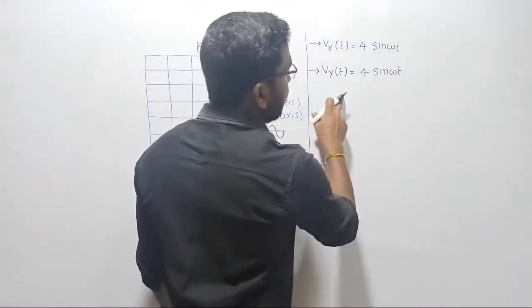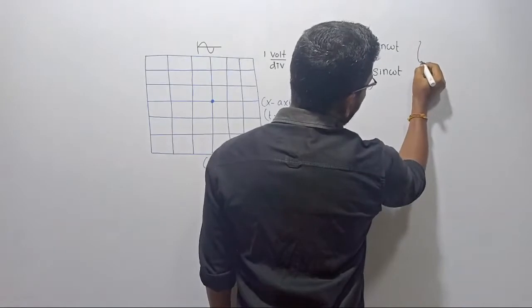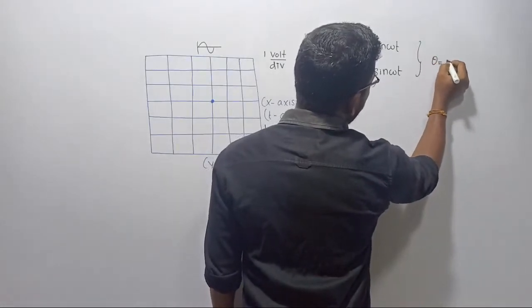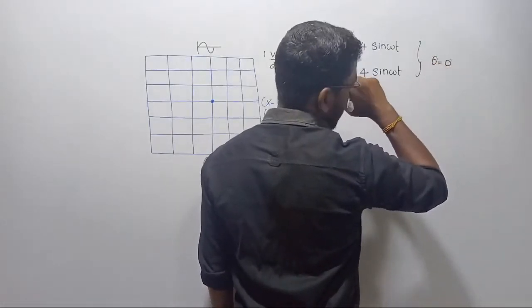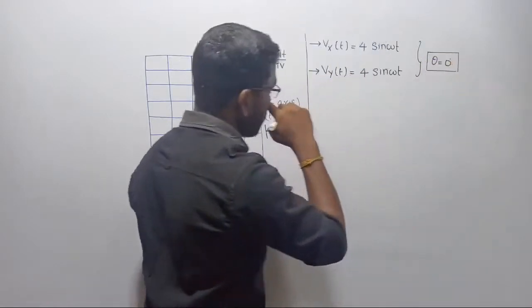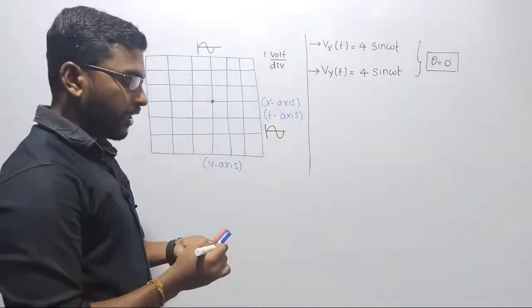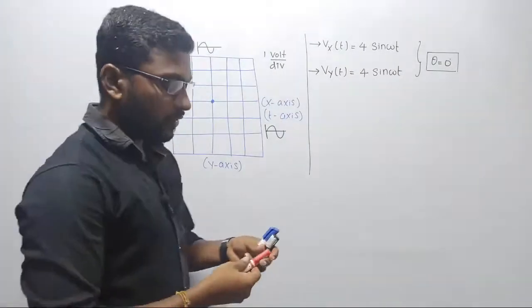Now see, the phase angle difference between the applied 2 voltages is going to be 0 degree. You have to notice one more thing: the phase angle difference between the applied voltages in both the x-axis and y-axis is going to be 0 degree. Let us see at 0 degree what type of pattern will be displayed on the screen of the CRO. Yeah, let's start our journey with this.